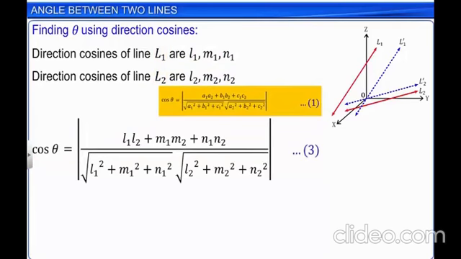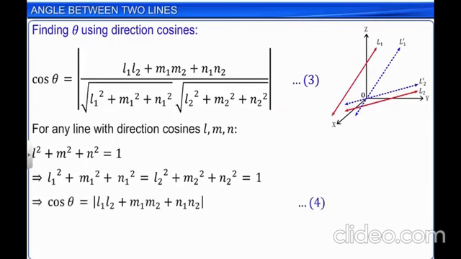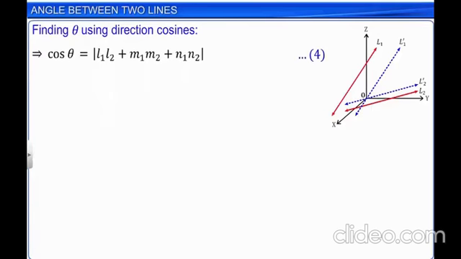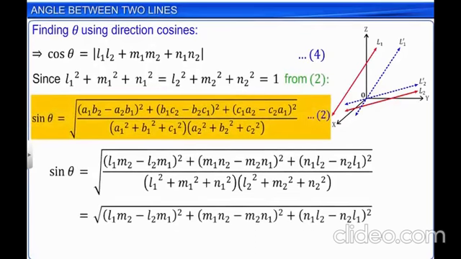We know that the sum of the squares of the direction cosines of any line is always equal to 1. Thus, the terms in the denominator of the right-hand side in equation 3 are reduced to 1. Equation 4 gives us the equation for the cosine of angle theta between lines L1 and L2 in terms of their direction cosines. Replacing the direction ratios with direction cosines in equation 2 and simplifying, we get the equation for the sine of angle theta between lines L1 and L2 as shown here.